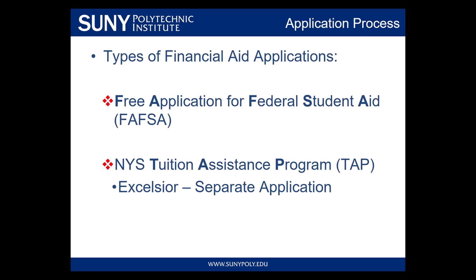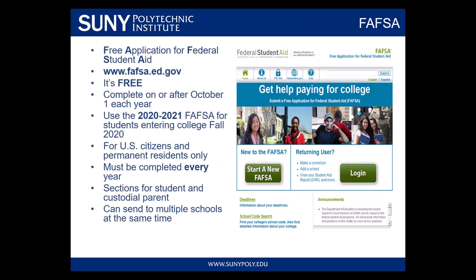The FAFSA and the TAP application become available October 1st. It is important to note that for any New York State residents interested in the Excelsior Scholarship, that is a separate application that will become available later on in the year. For the FAFSA, the website that you're going to go to would be www.fafsa.ed.gov. The FAFSA becomes available on October 1st of each year. For those of you who are looking to start in the fall of 2020, you would complete the 2020-2021 FAFSA application.